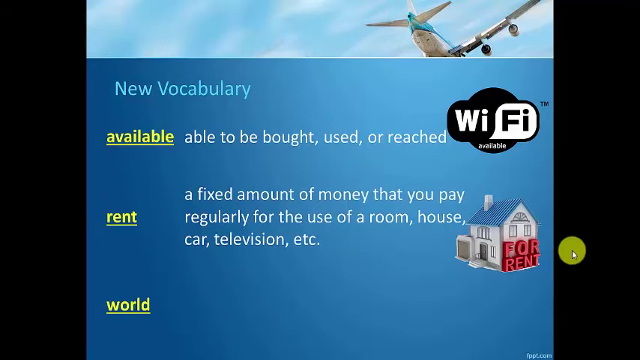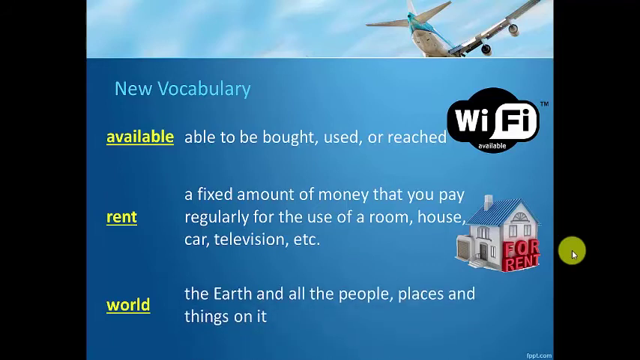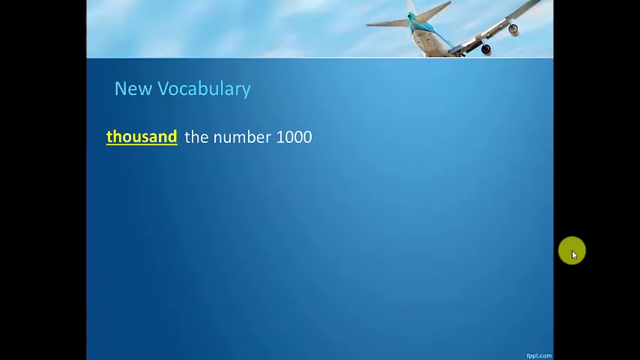We have the word world, and it means the earth and all the people, places, and things on it, as you see in the picture. We have thousand, and thousand in digits is like this.